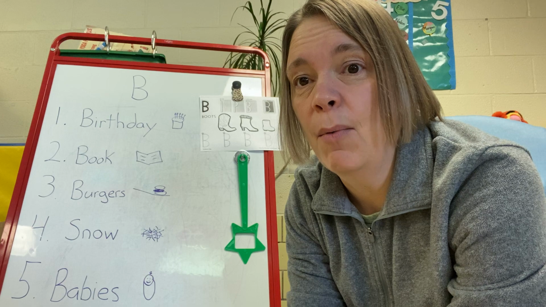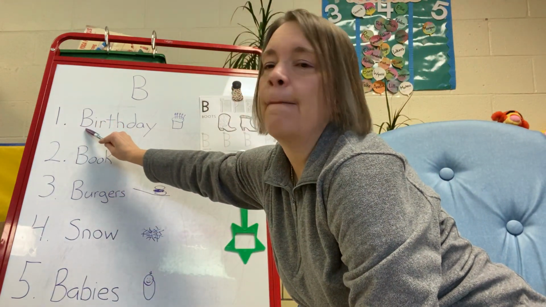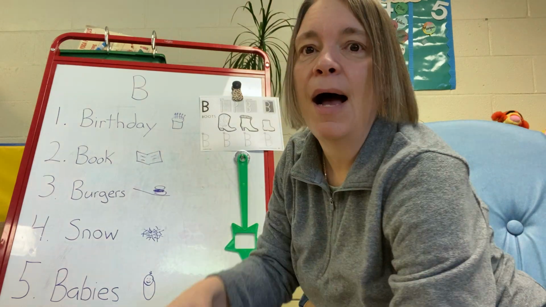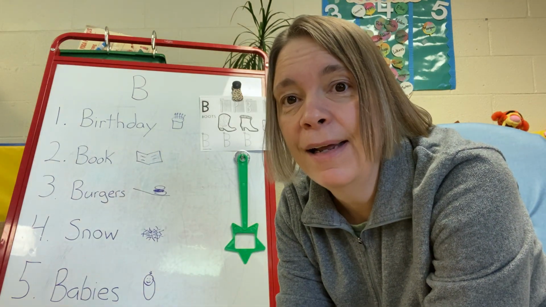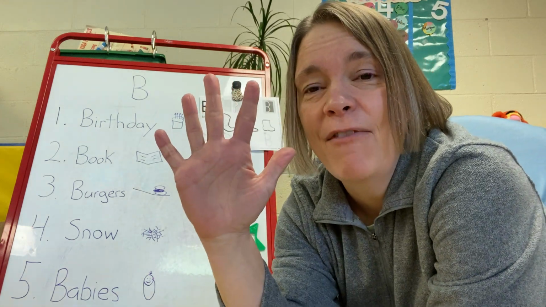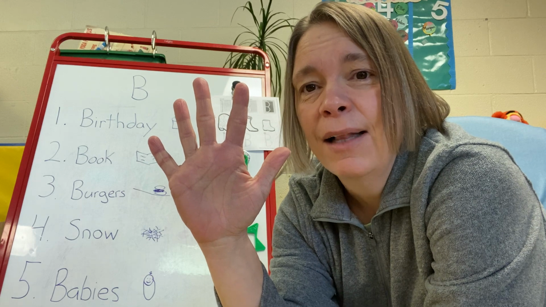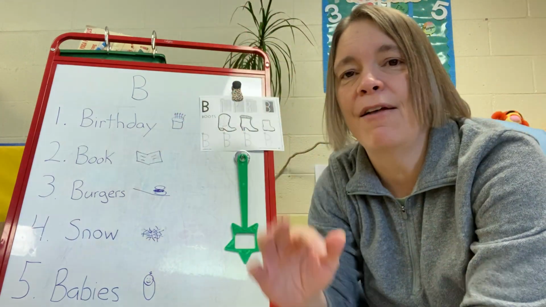Would you like to look at number 1 with me? Number 1, birthday. It's someone's birthday today. Did you know that? It's Ruby's birthday, and she is 5. Put 5 fingers up for Ruby today. Let's give her a high five in the air. Ready? 1, 2, 3. High five.